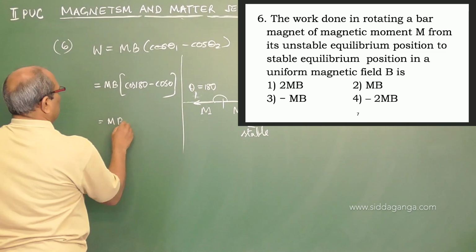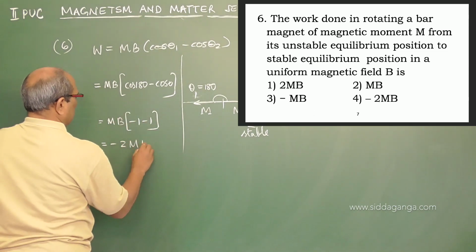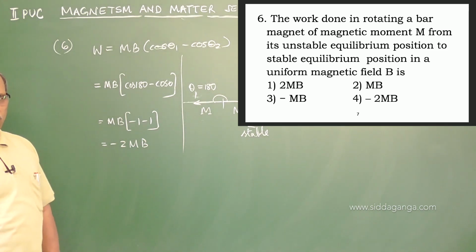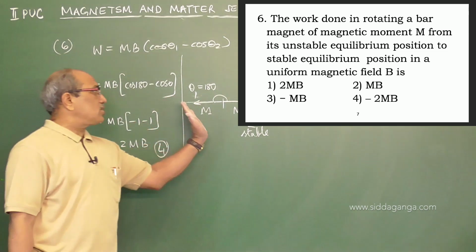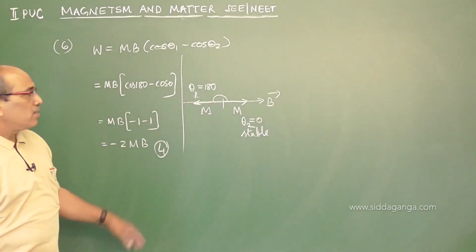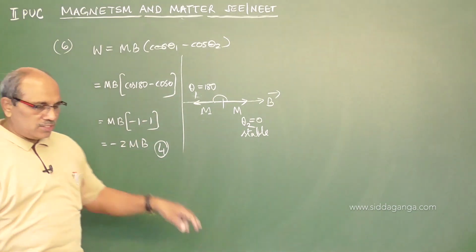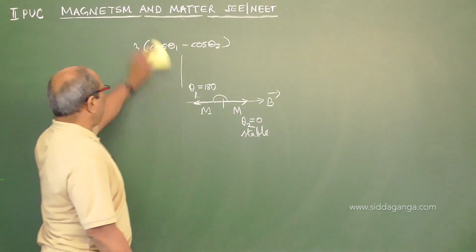So MB into minus 1 minus 1, that is minus 2 MB, option number 4. So from the most unstable equilibrium position to stable equilibrium position, the work done is: unstable equilibrium is 180, stable is 0. Therefore, the answer is minus 2 MB. Coming to the next.